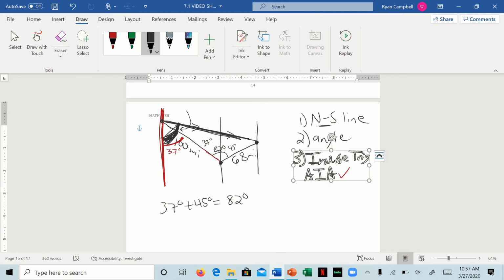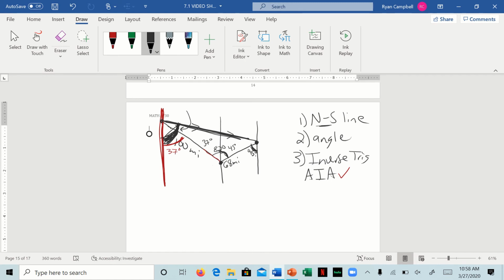We can see that this angle is also 45 degrees, from alternating interior angles. Of course, that doesn't really help us. So we're going to have to use inverse trig somehow. Probably going to have to use law of sines somehow. So right now, let's see.